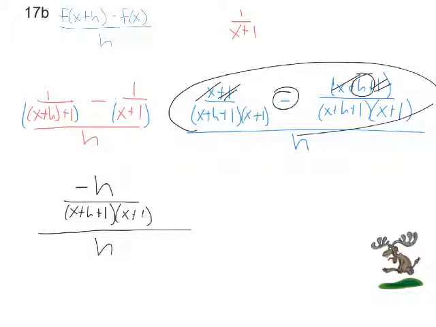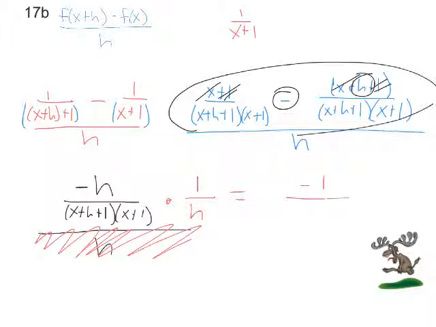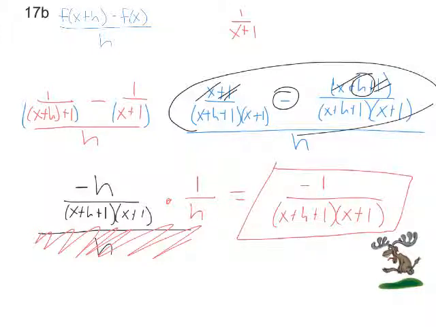And the same thing, dividing by h would be the same as multiplying by the reciprocal of h, and so we can do that, and the h's cancel, and we're left with negative 1 over x plus h plus 1 times x plus 1. And as you can see, this one didn't simplify down nearly as easily as the linear equation. And we'll learn a trick, again, to do this shorter, but for now we need to understand the algebra behind it.